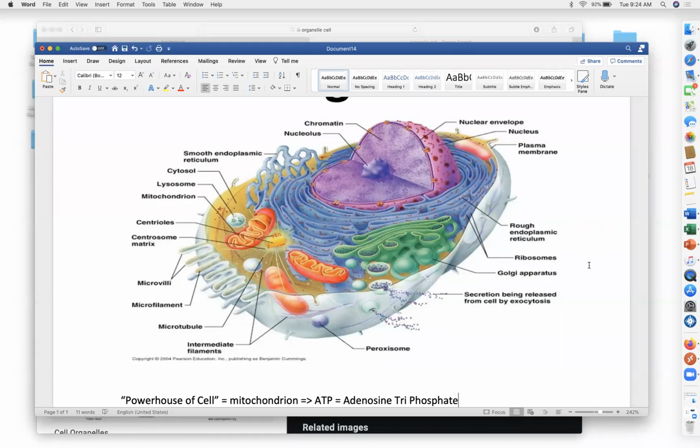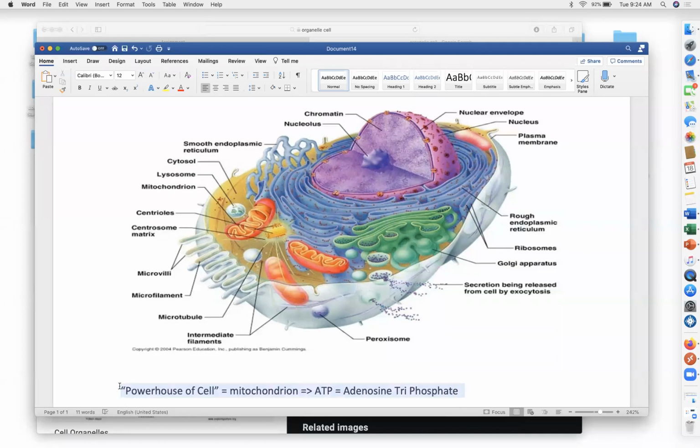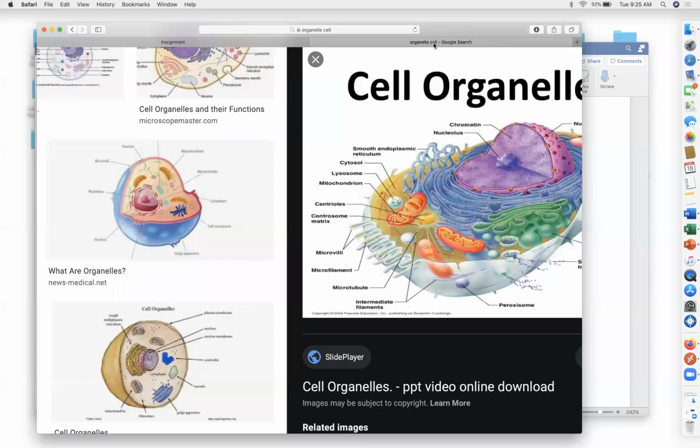Let us look at the cell membrane. And there's a summary of the functions of each one of these organelles within your Carolina notes. And after I show you this next picture, I'm going to show you the location of those notes.